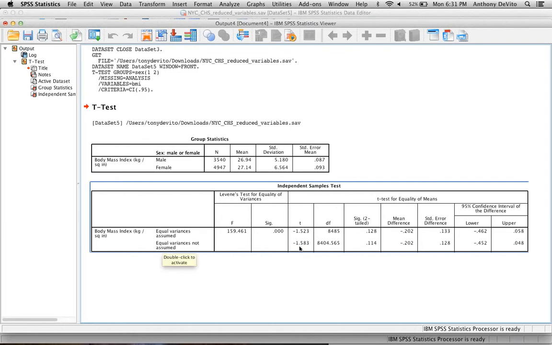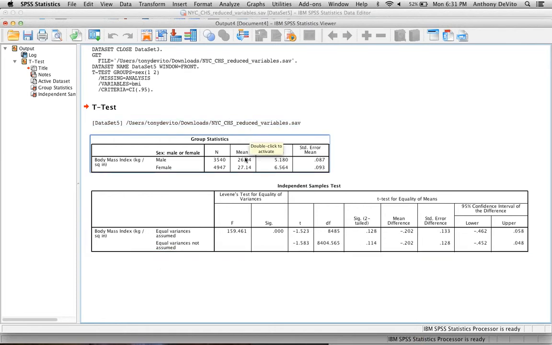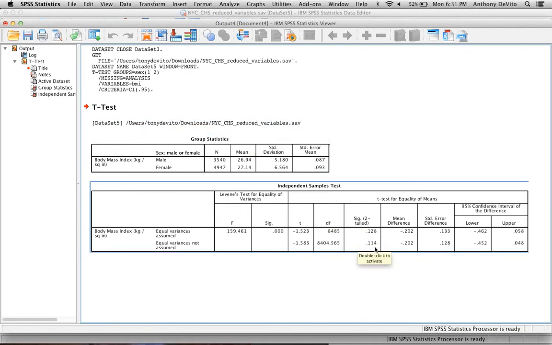So what is the t-score? The t-score is negative 1.583. And what is the significance, the p-value, the probability I'll be wrong if I reject the null hypothesis that these 2 BMIs are the same? Well, it's 0.114. Can I reject my null hypothesis? It's bigger than 0.05, right? So I can't reject my null hypothesis.